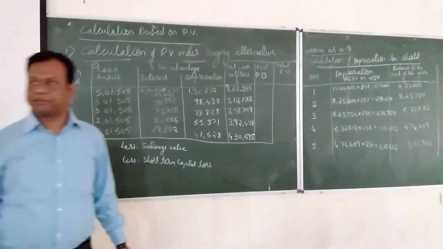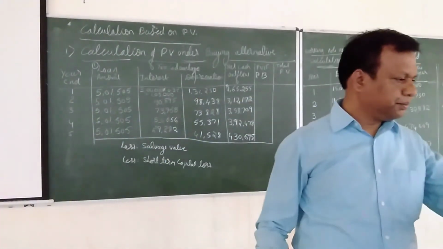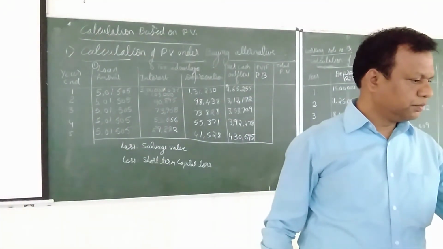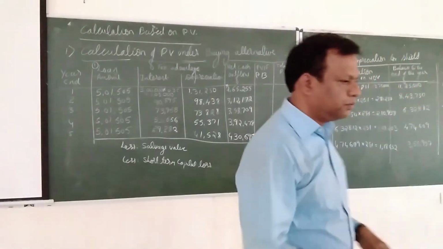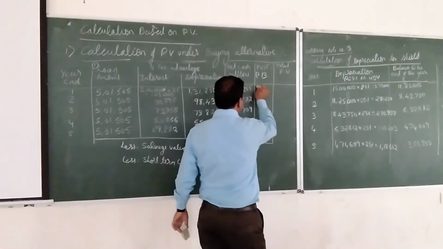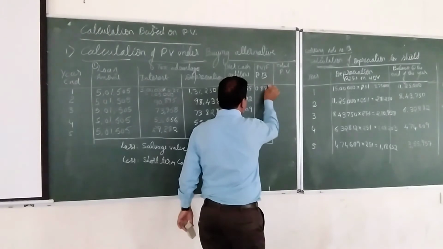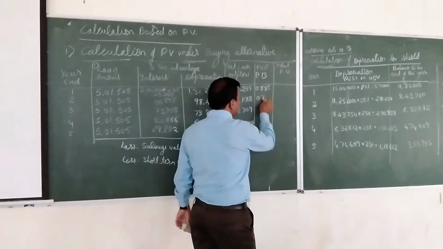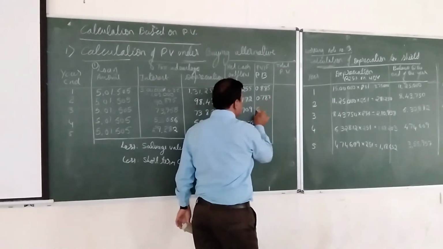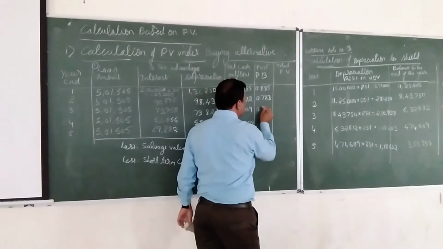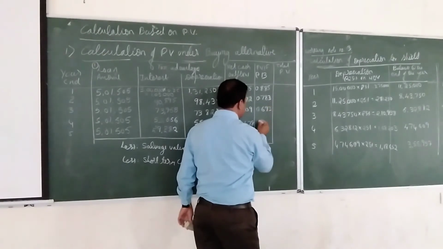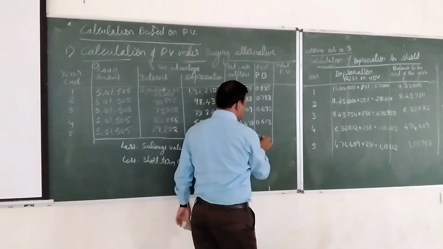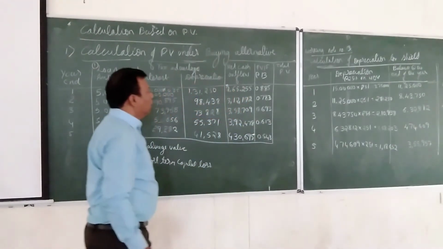Let's do it quickly. What are the answers? Yes, 0.885, 0.783, 0.693, 613. Yes, very good. So now what should we do?